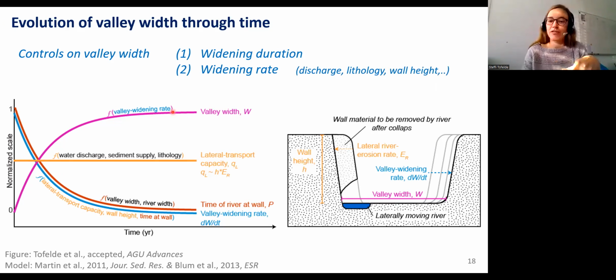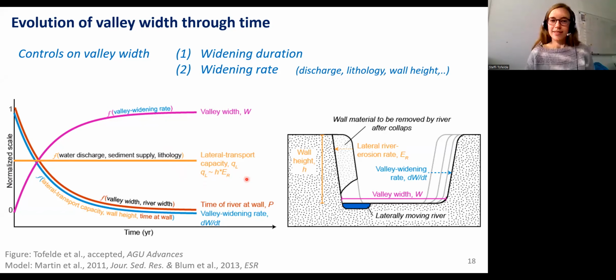I think the efficiency of a river to erode a valley wall, as we have seen before, depends on several different parameters. Most likely discharge plays a role. Probably the sediment that is carried by the water also plays a role, because we need the tools in the water to actually erode the wall. The lithology probably plays a role. Other people have suggested that the gradient of the channel might be important, or also the plan form curvature of the channel might be important. So all of these parameters I'm summarizing here as the so-called lateral transport capacity.